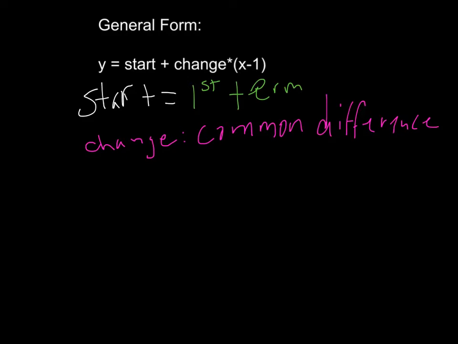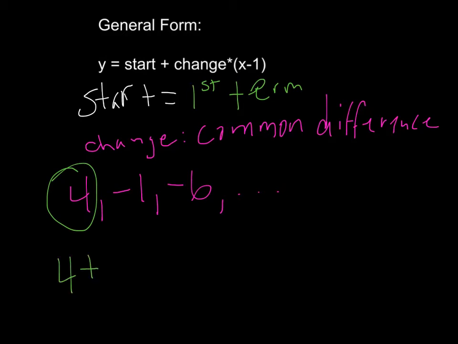So, looking back at our sequence that we want to write, we would look at the first term, which is 4. So we would have 4 plus our common difference. We said the difference between 4 and -1 and -1 to -6 was -5. So we're going to do plus -5 times x minus 1.